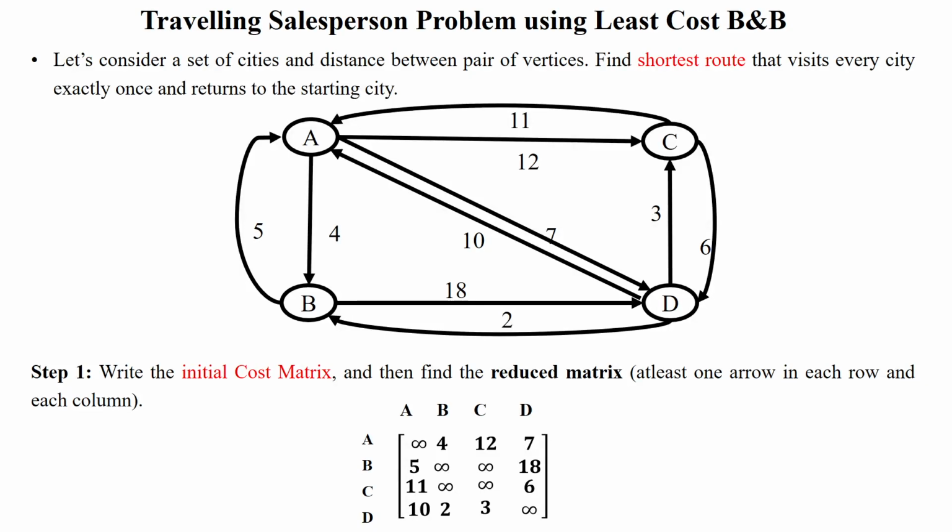Hello everyone. Here we will discuss the traveling salesperson problem using the least cost branch and bound method. The traveling salesman problem, we already know the scenario: the salesman starts from his hometown and has to visit all the cities allotted to him for performing the sales. Then after visiting all the cities, he has to go back to his hometown.